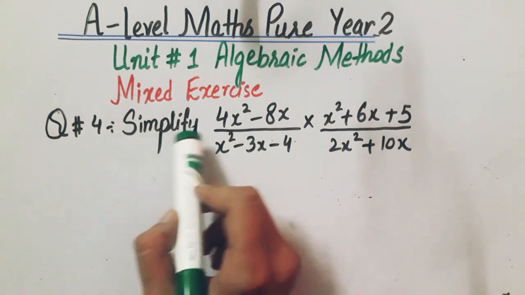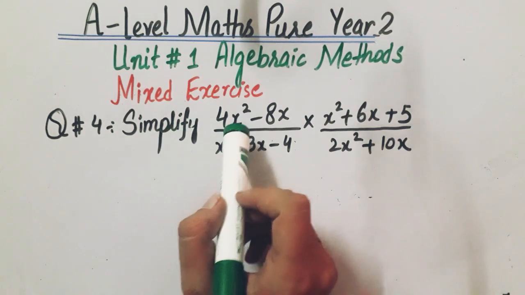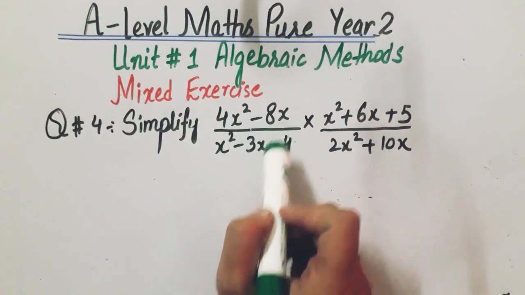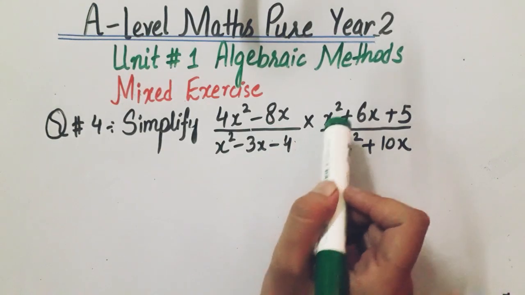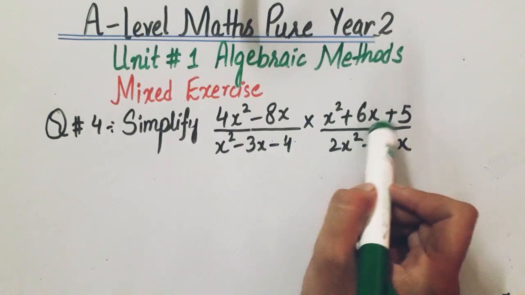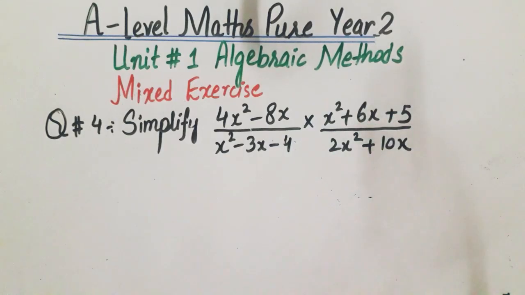So question number 4 is: simplify (4x² − 8x)/(x² − 3x − 4) multiplied by (x² + 6x + 5)/(2x² + 10x). You just have to simplify this. For this purpose, without wasting time, we will solve this in a very easy and short way.